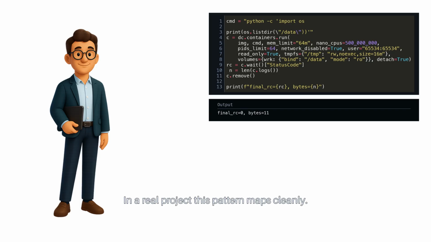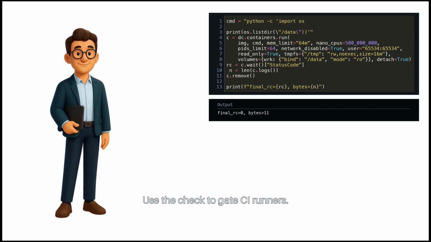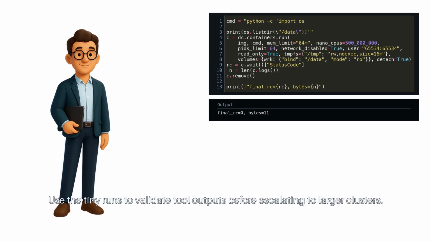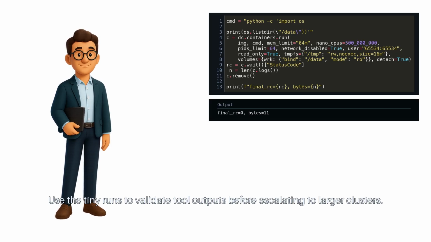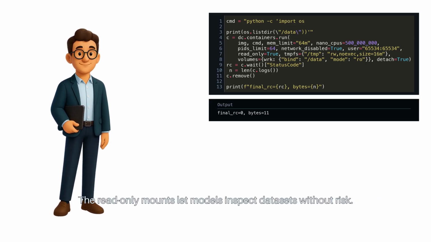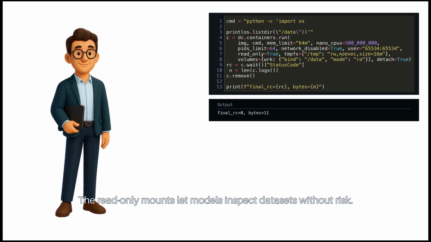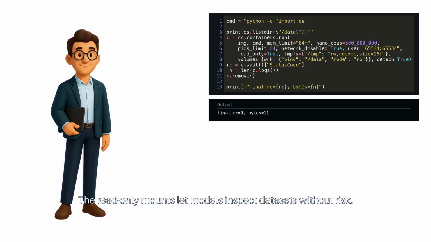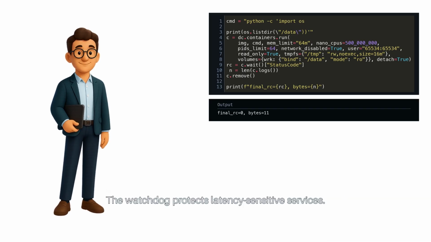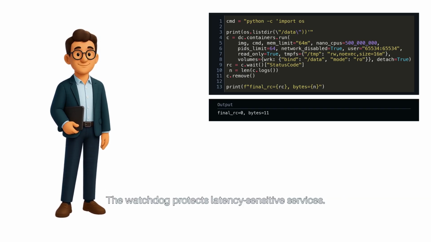In a real project, this pattern maps cleanly. Use the check to gate CI runners. Use the tiny runs to validate tool outputs before escalating to larger clusters. The read-only mounts let models inspect datasets without risk. The watchdog protects latency-sensitive services.